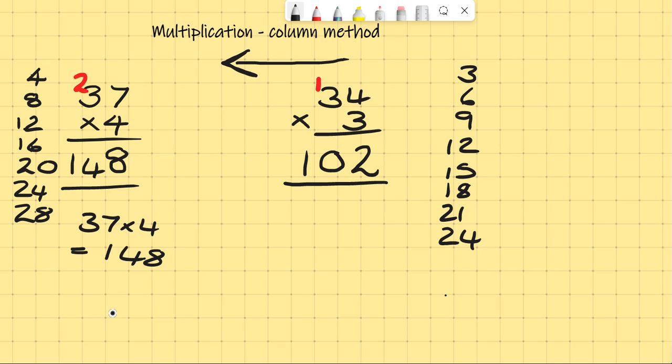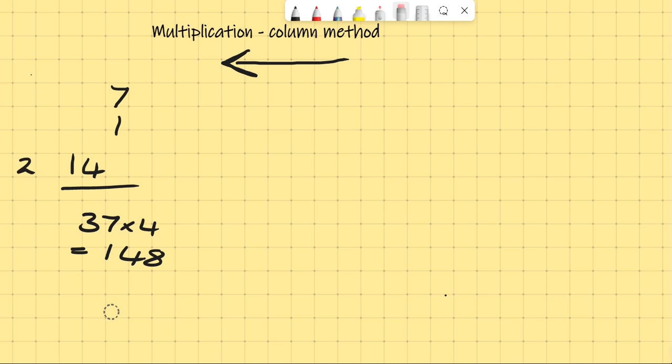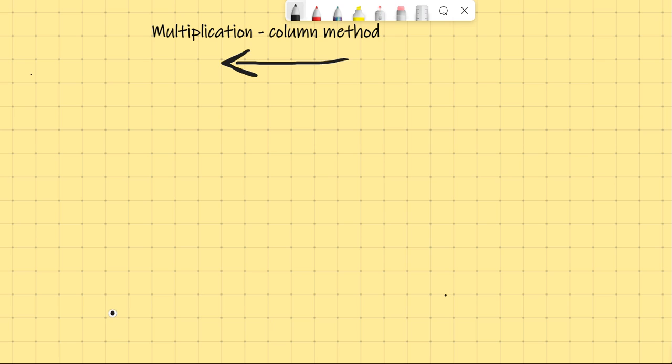Okay, let's try another one then. So that's your single figures. What we're going to do now is double figures. Okay, let's try 45 times by 26. So you're working with your 2s and your 6s now. So you can write them down. So let's start with our 6s.